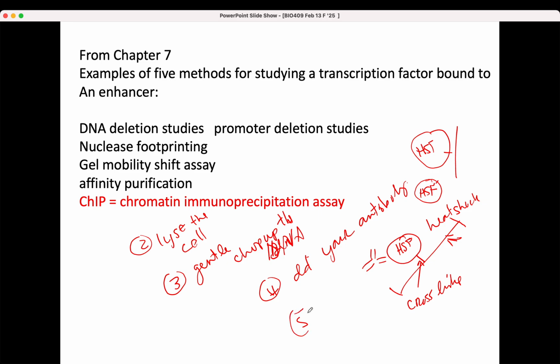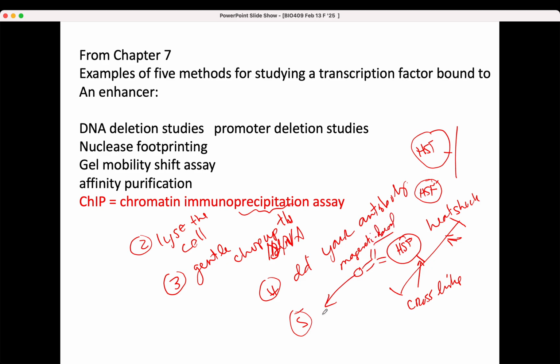And then, one way or the other, we immunoprecipitate. We pull that DNA-antibody complex out of solution. Precipitation means to bring something out of solution. And we do that in a variety of ways. A really common way is that this could be a magnetic bead that we attached before the experiment.